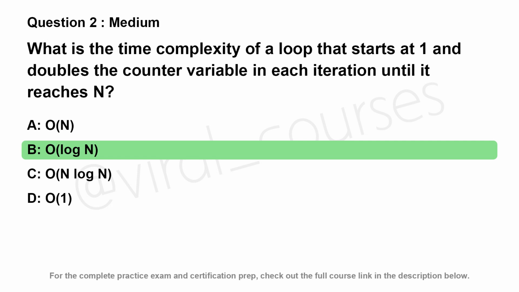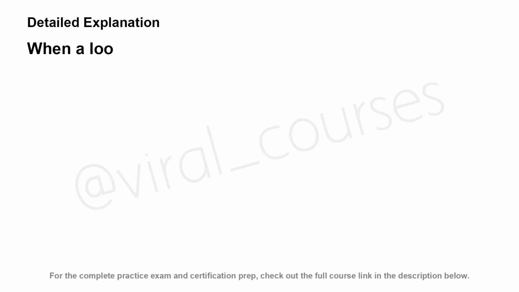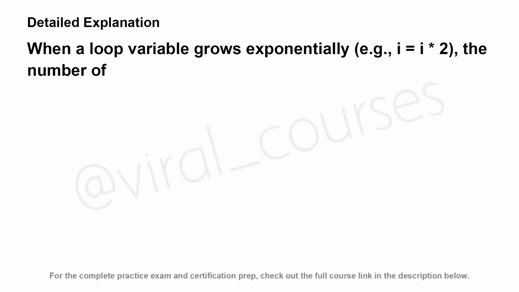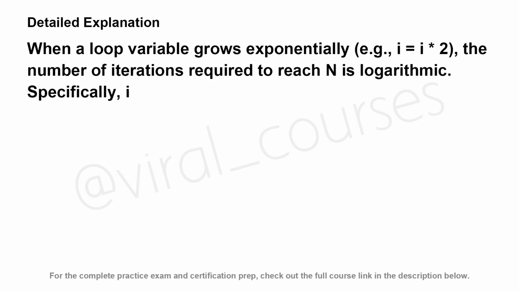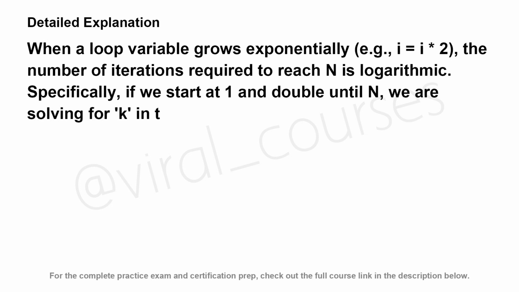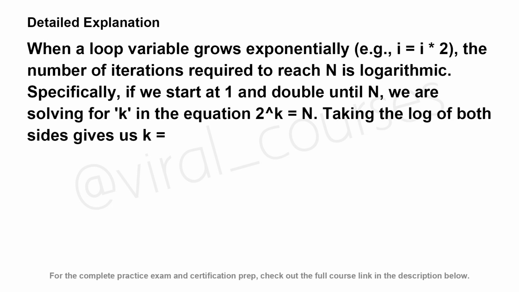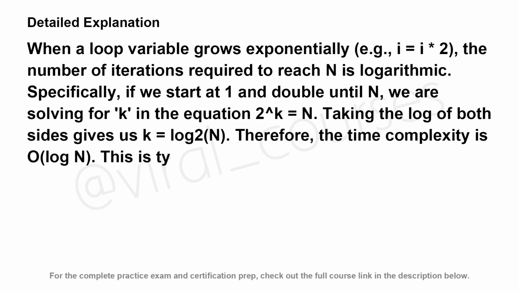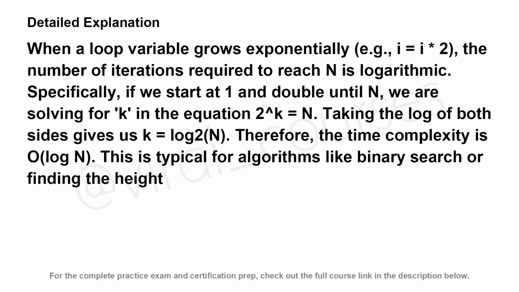The correct answer is B. When a loop variable grows exponentially, e.g., i equals i times 2, the number of iterations required to reach n is logarithmic. Specifically, if we start at 1 and double until n, we are solving for k in the equation 2^k equals n. Taking the log of both sides gives us k equals log2 n. Therefore, the time complexity is O(log n). This is typical for algorithms like binary search or finding the height of a balanced binary tree.